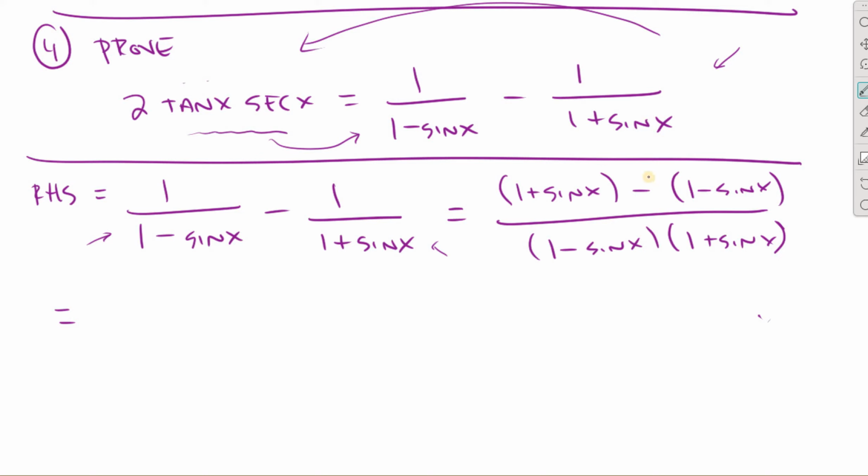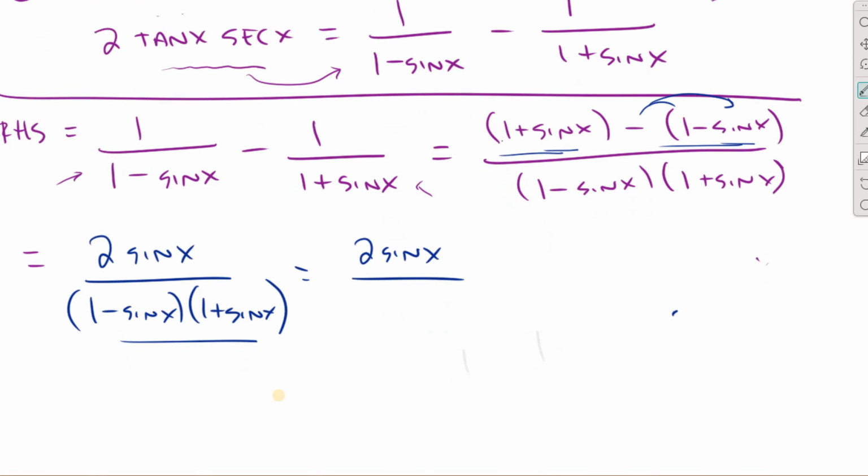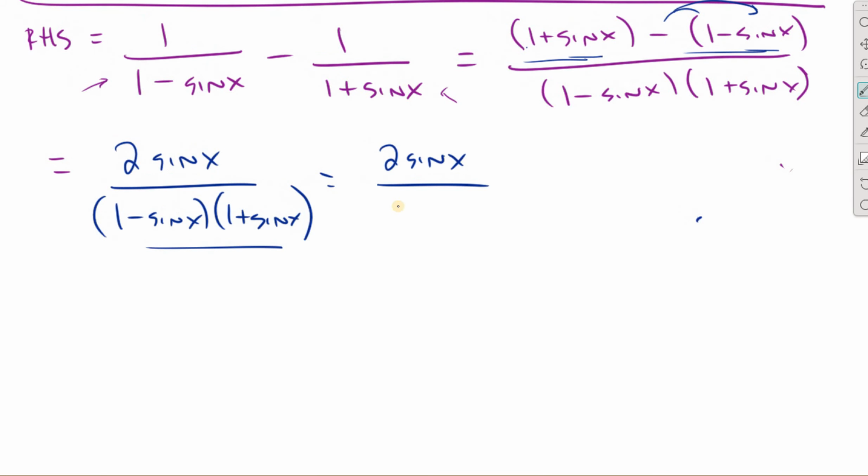Next step. Now I'm going to distribute this negative. It's going to change those signs, and I'm going to add my like terms. 1 minus 1 is 0. Positive sine minus a negative sine is a sine. That's 2 sines over 1 minus sine, 1 plus sine. That's 2 sine x over, let's expand this denominator out. If I expand, that's 1 minus sine squared.